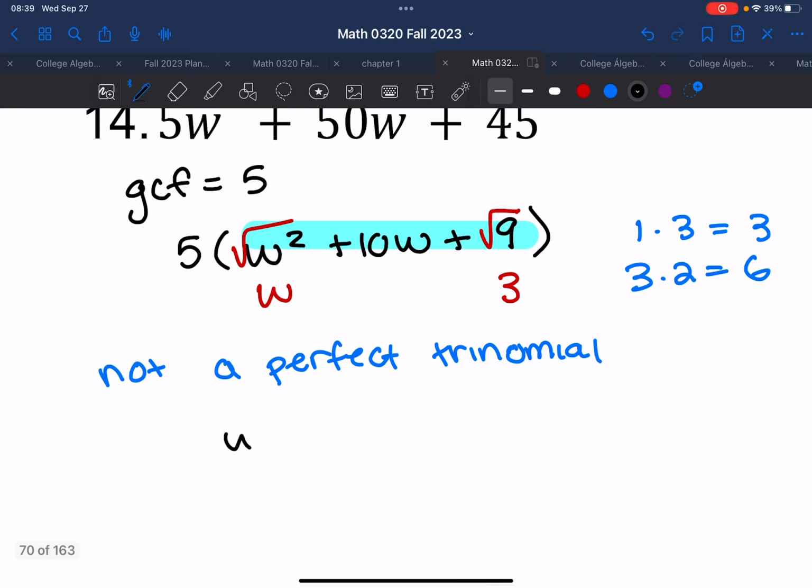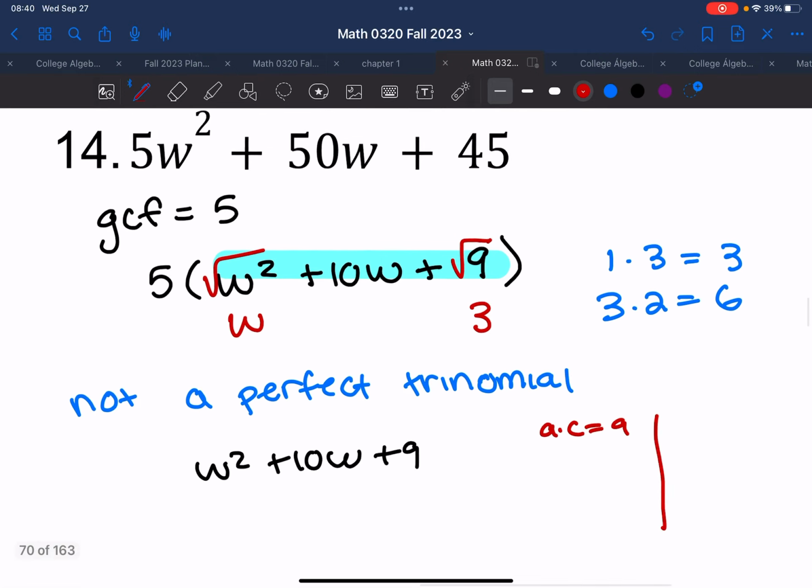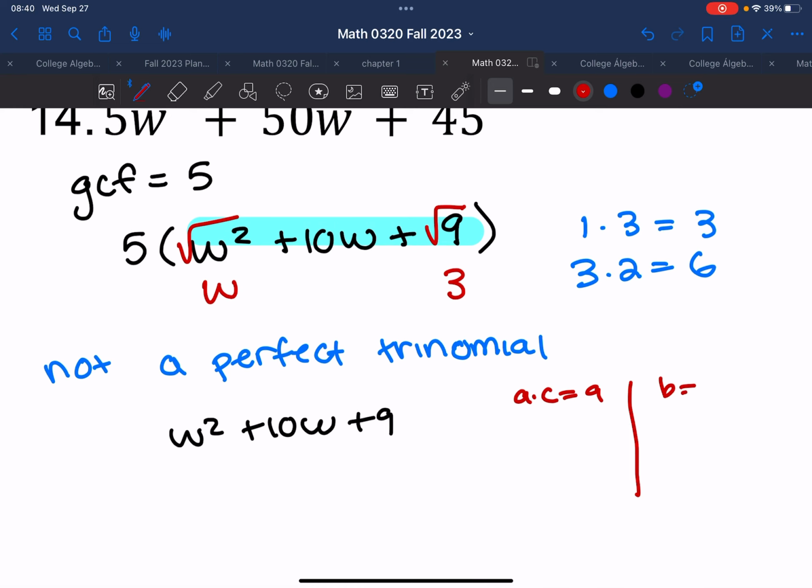Okay, so if we had w squared plus 10w plus 9 as just a problem by itself, we could just solve it by doing that factor by grouping that we did last time. So that means we're expanding that middle term by finding a term that multiplies to that a times c, which is 9, but adds to b, which is 10. So just like we did last class. So we need factors of 9 that multiply to 9, but add to 10. What would be those factors?